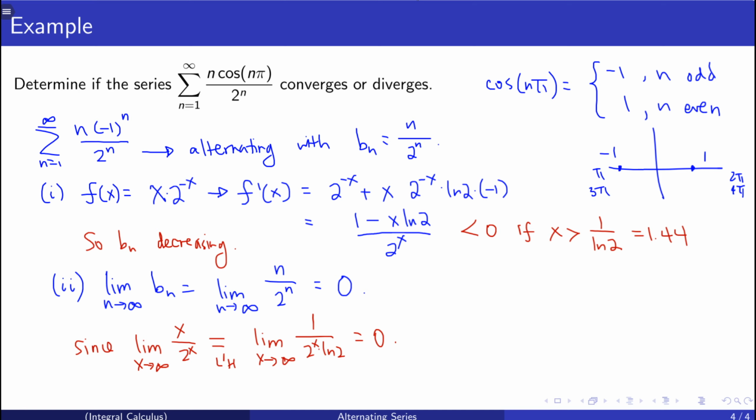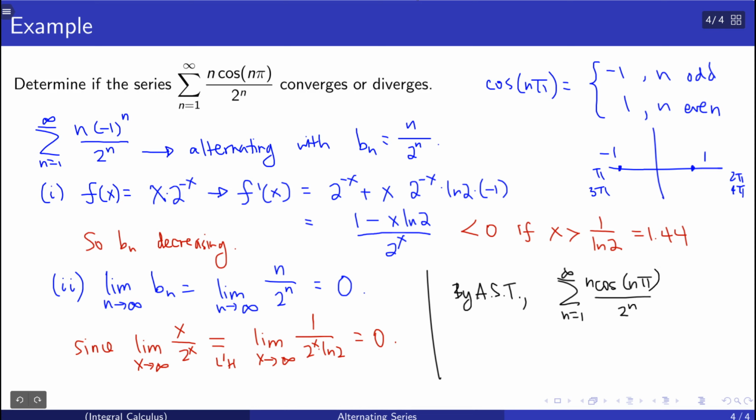And it's very reasonable. You have a linear function, you're dividing by an exponential in n, which grows so much faster than your numerator, so your fraction definitely is going to go to 0 there. Therefore, by the alternating series test, this is a convergent series.